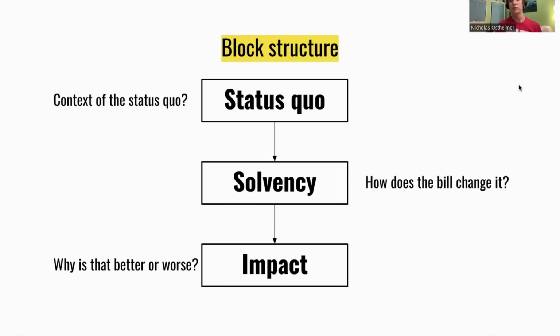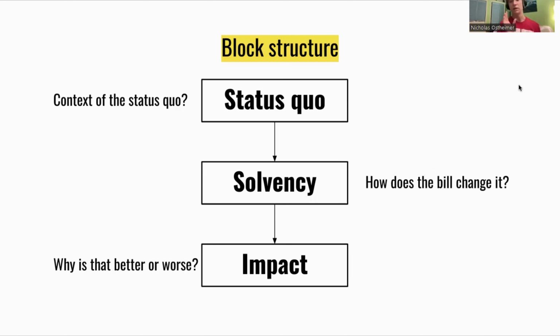Dhruv continues, if I'm saying that the change is bad in my solvency, what do I have in my impact? So don't think too much about the impact itself in your solvency. You want to talk about what the bill changes and how it affects the status quo. So if I'm talking about a bill to fund law enforcement, and I'm saying that, oh, law enforcement is already bad in the status quo, that could be my explanation of status quo.